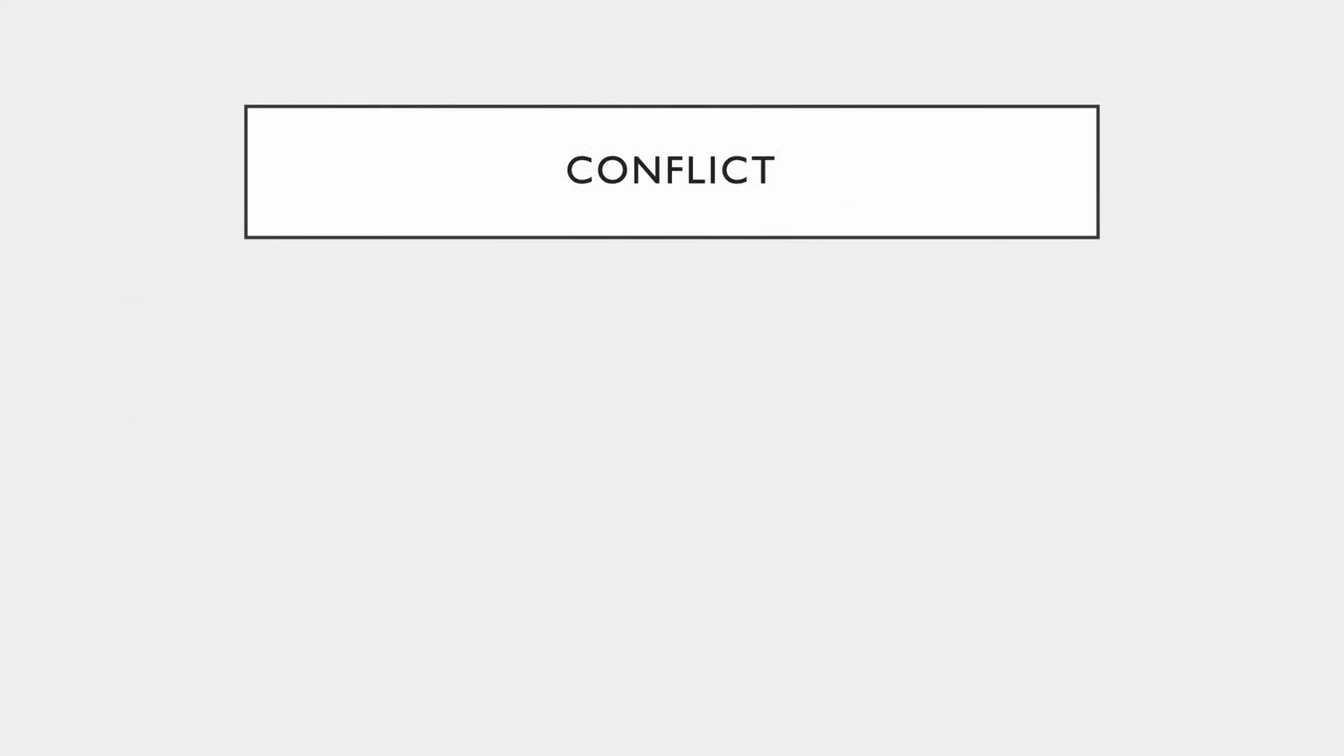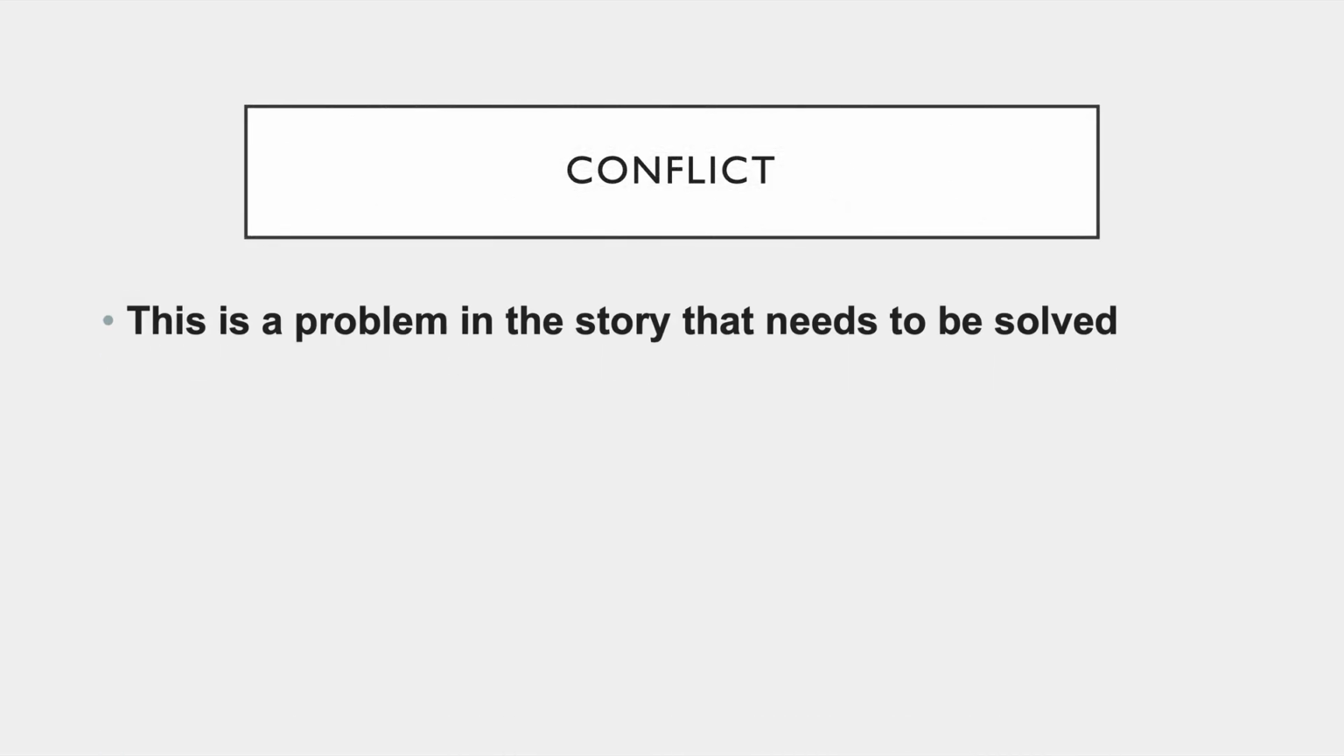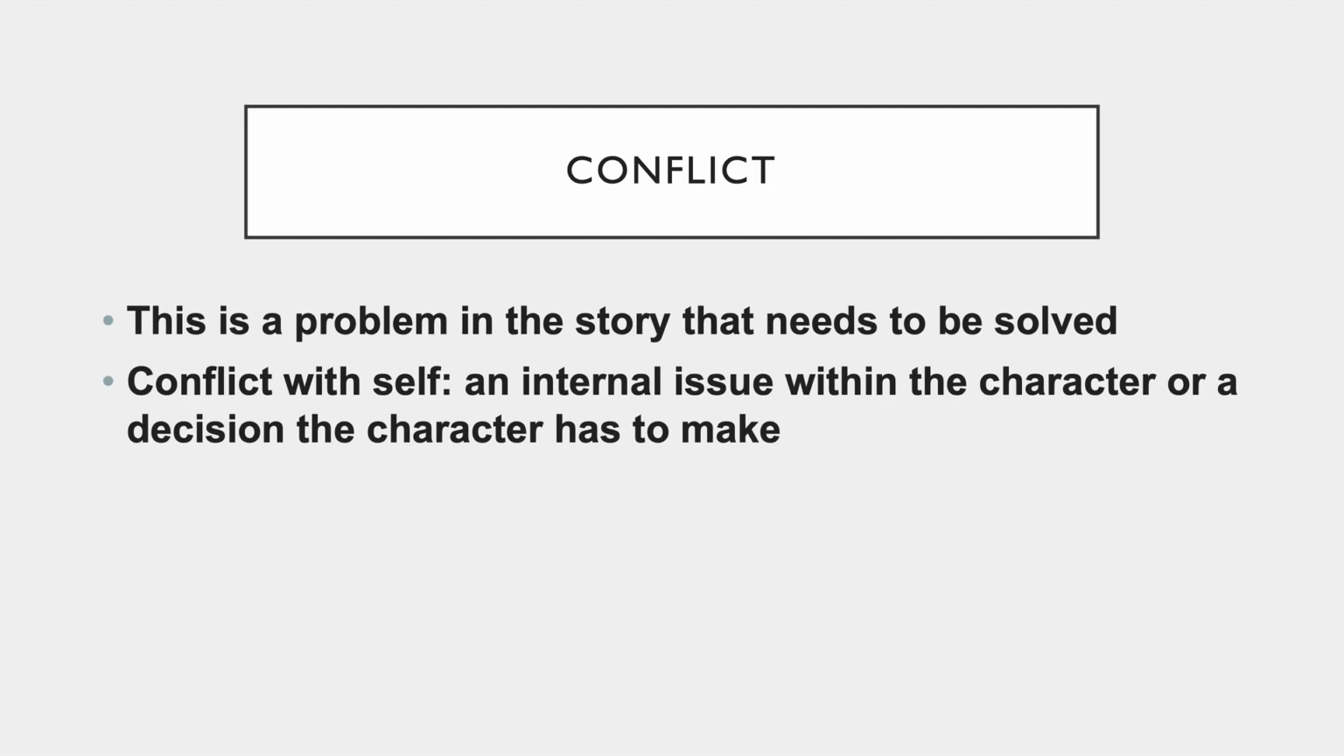Let's talk about the conflict. The conflict is a problem that needs to be solved. A lot of times when we hear the word conflict, we think about an argument or a fight. It's nothing like that. It is just a problem that needs to be solved. Now, we have different types of conflict. A character can have a conflict within themselves. That is what we call an internal conflict. So maybe the character has a decision to make, and all of that is happening just with that one character.